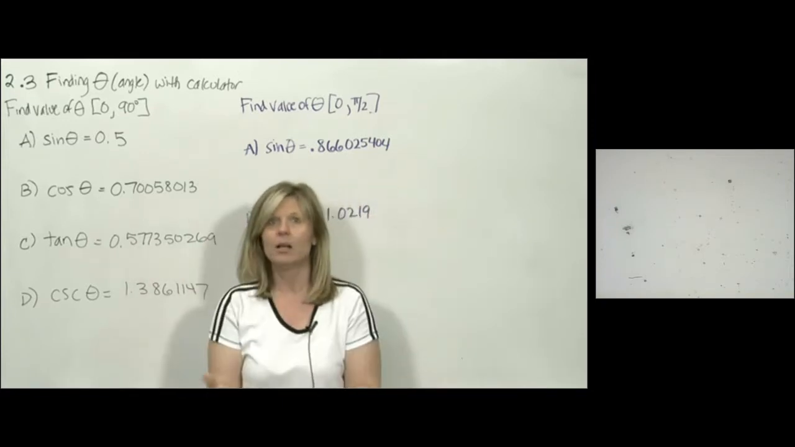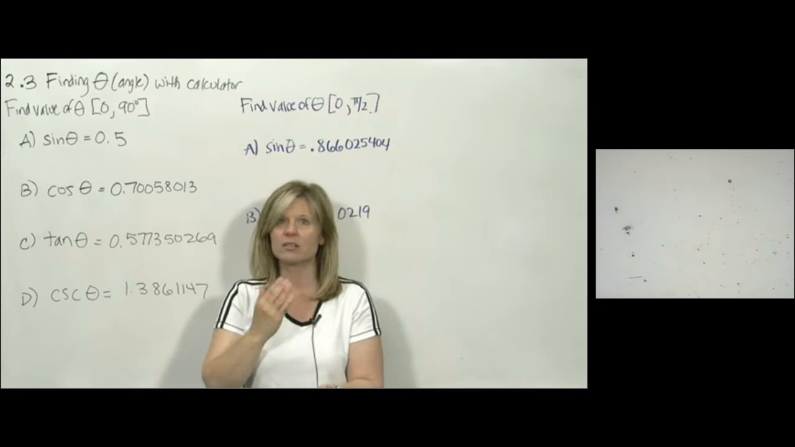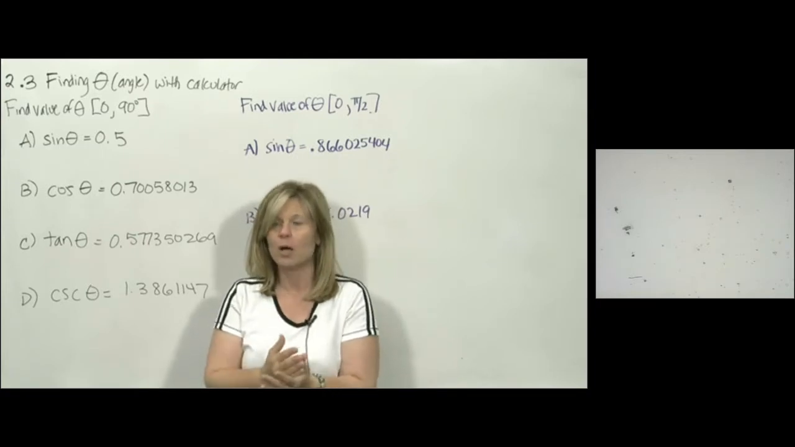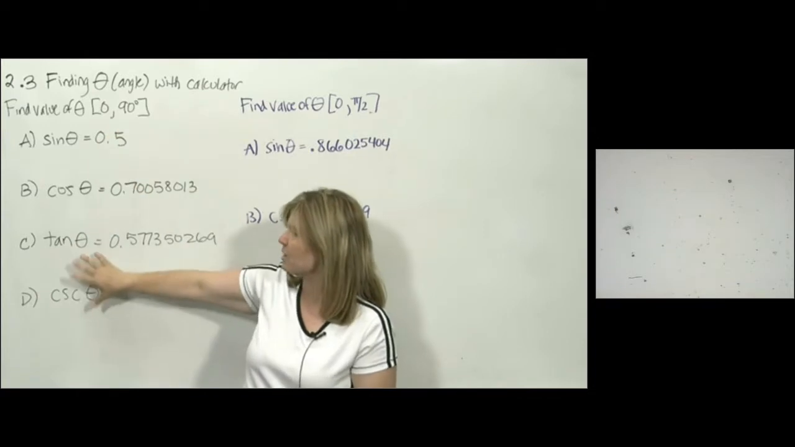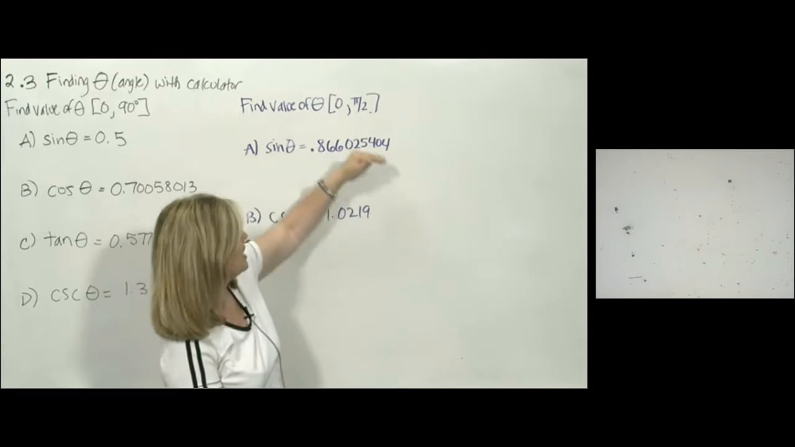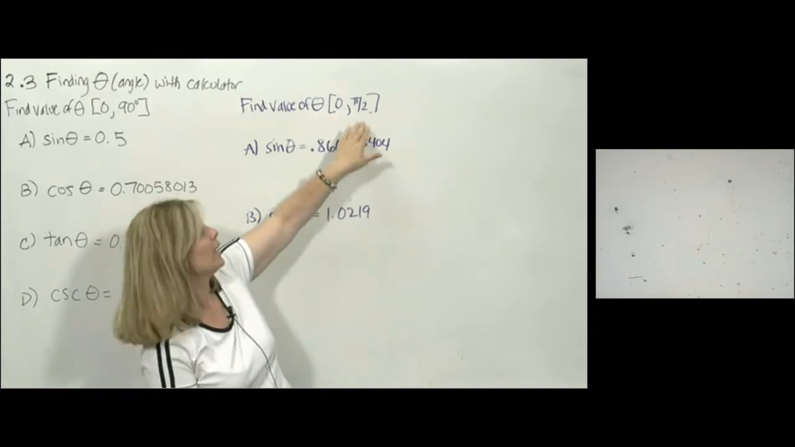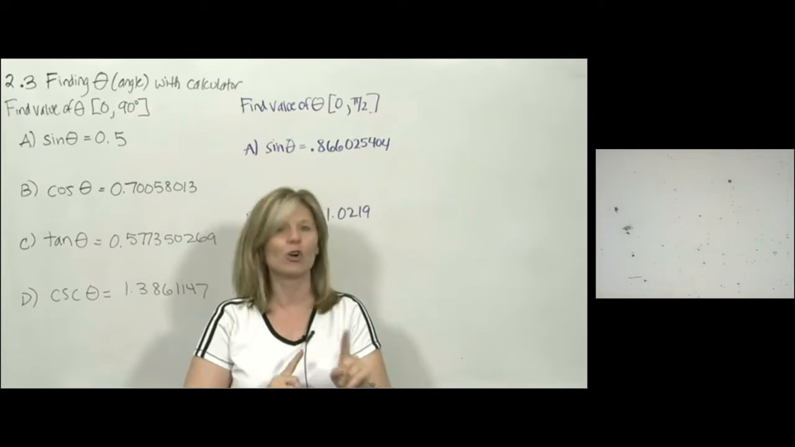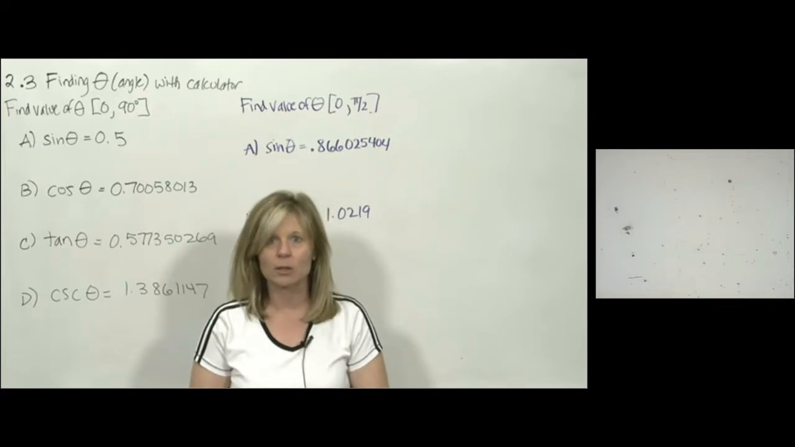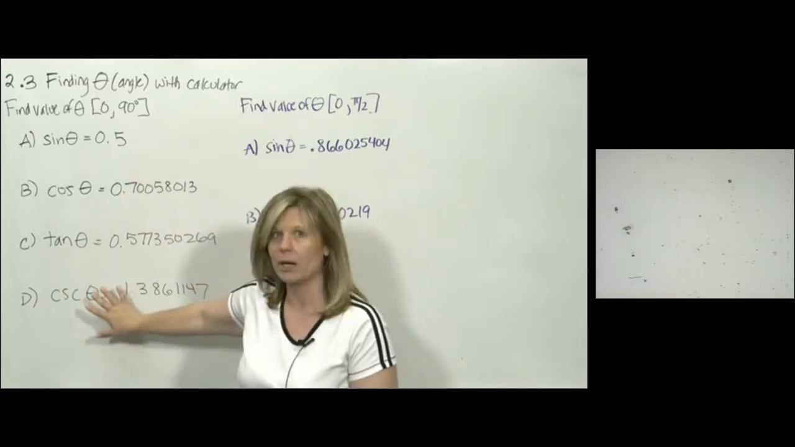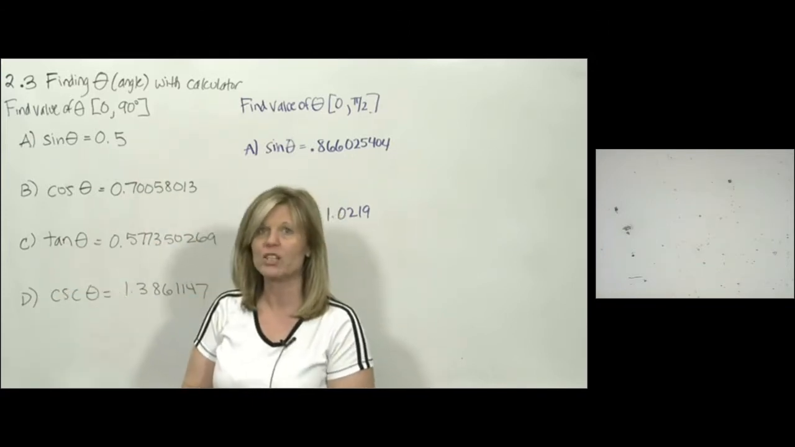So again, before you ever start typing in your calculator, you have to be in the correct mode. When we work these examples and find the angle in degrees, we have to be in degree mode. When we find the angle in radians, we have to be in radian mode. If you're in the wrong mode, you're not going to get the correct answer. So right now, everybody take your calculator, put it in degree mode, because we're going to do degrees first.